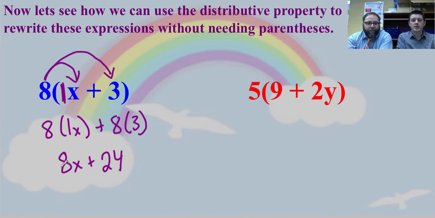And then stop and ask yourself, can I add those two pieces together? In this case, no. One of them has an x, one of them doesn't, so they're not like terms. So 8x plus 24 is our answer.